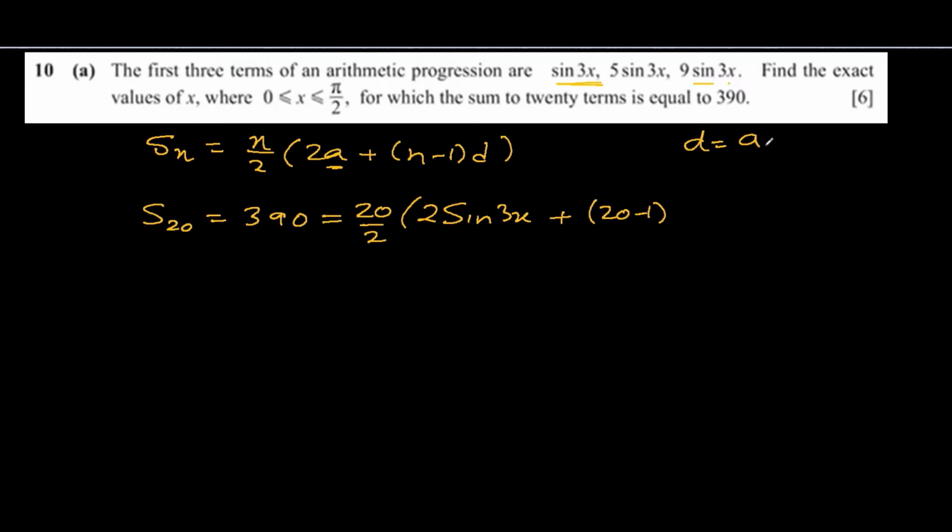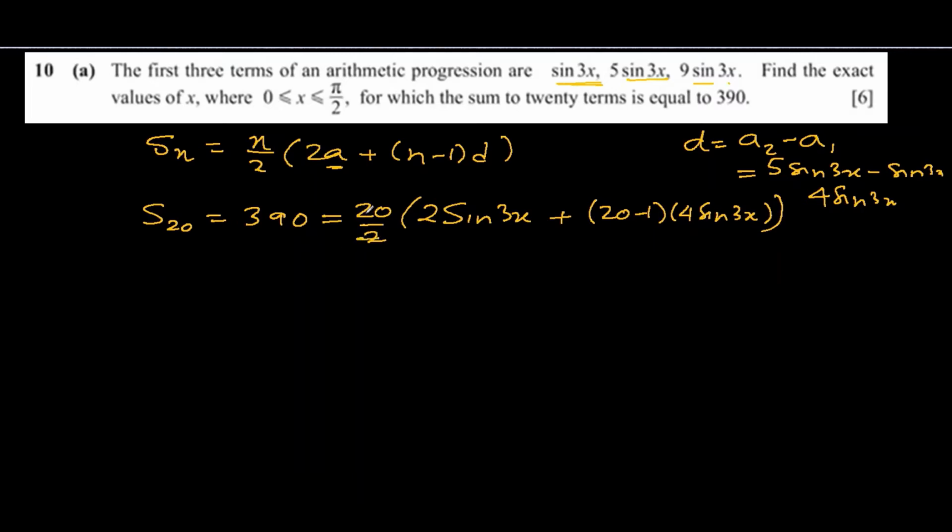d is the second term minus the first term, or the third term minus the second term will also be d. So let's use a2, which is 5 sine 3x, and a1, the first term, which is sine 3x. So it will be 4 sine 3x. Okay, so 4 sine 3x is d, and done. Now let's try to solve this equation.